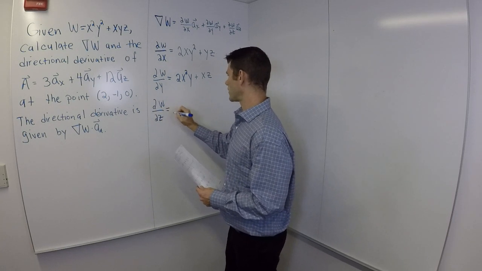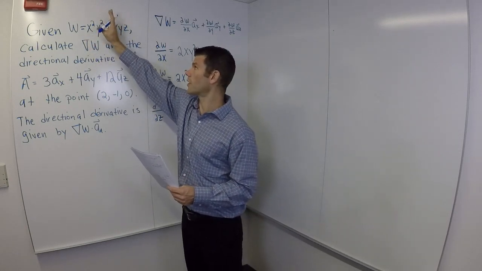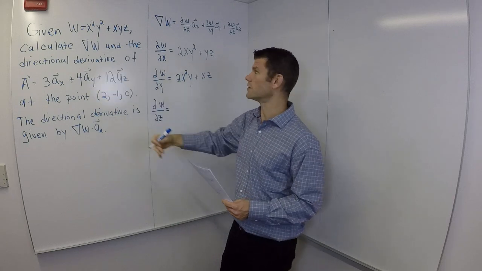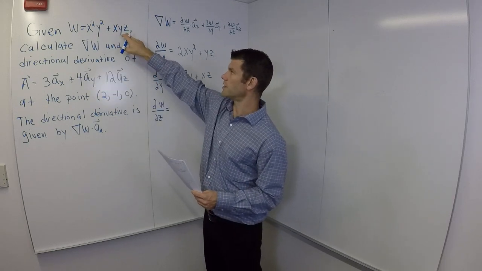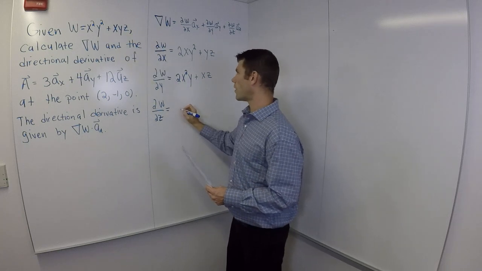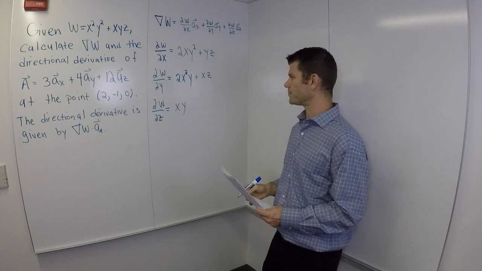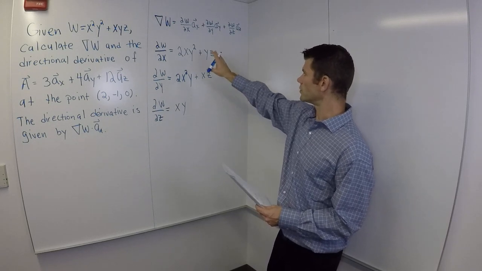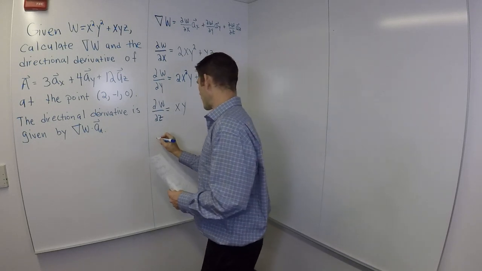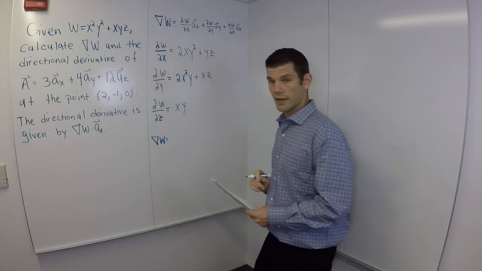And then the partial of w with respect to z, we have no z in this term, so the whole term goes away because the derivative of a constant is equal to 0. We have a z here, and the derivative of the first order term is equal to 1, so our partial with respect to z is equal to xy. Okay? So now using these, we can come up with the gradient of w.